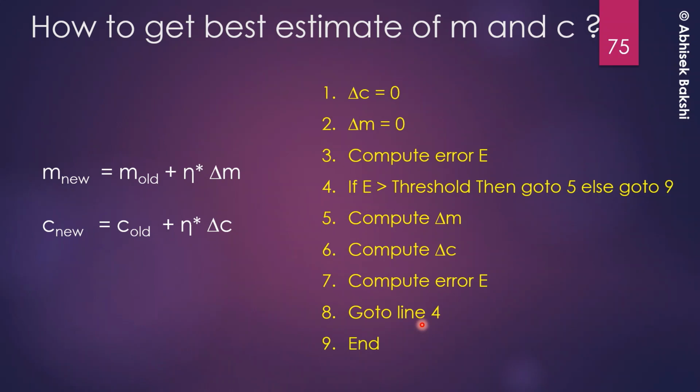Okay, so let's do one thing. This is the theory part that we have understood. Let's go back to the code again. Let's go back to the Python code and see how to write the code for this gradient descent algorithm for implementing linear regression in Python.